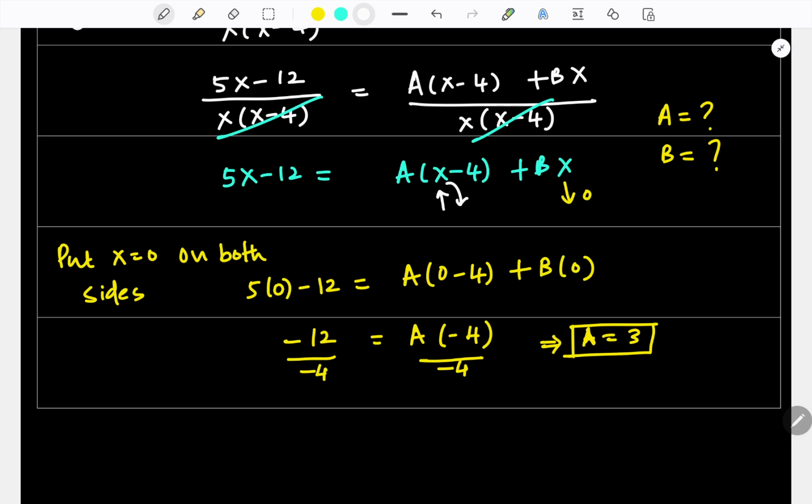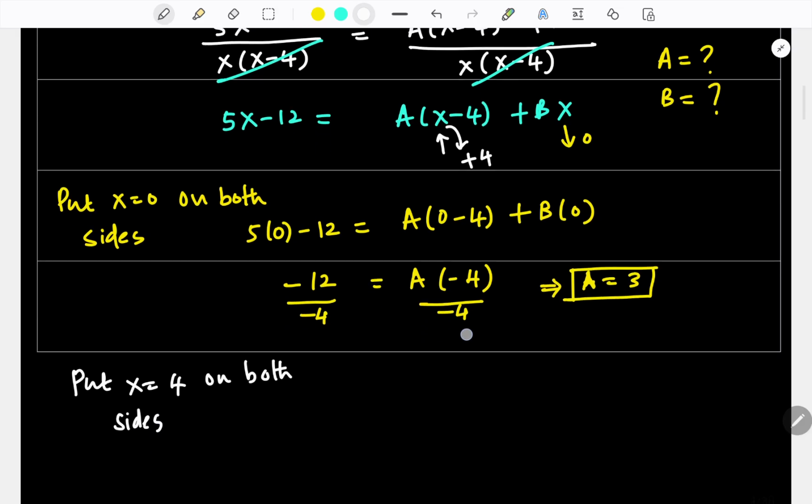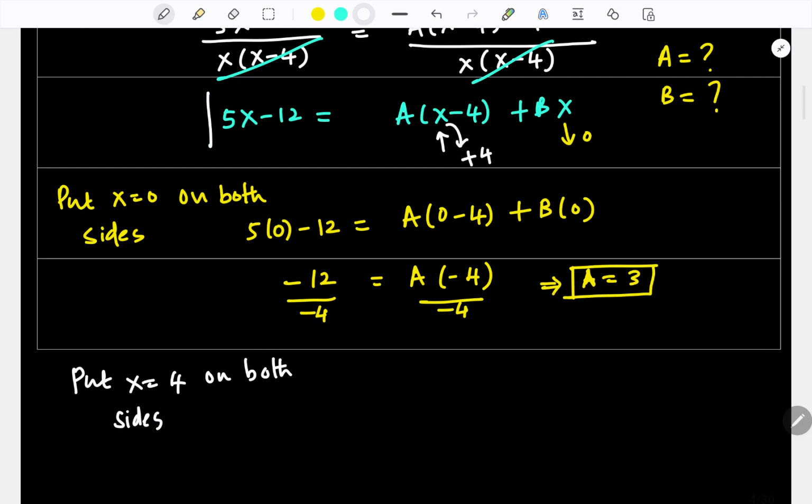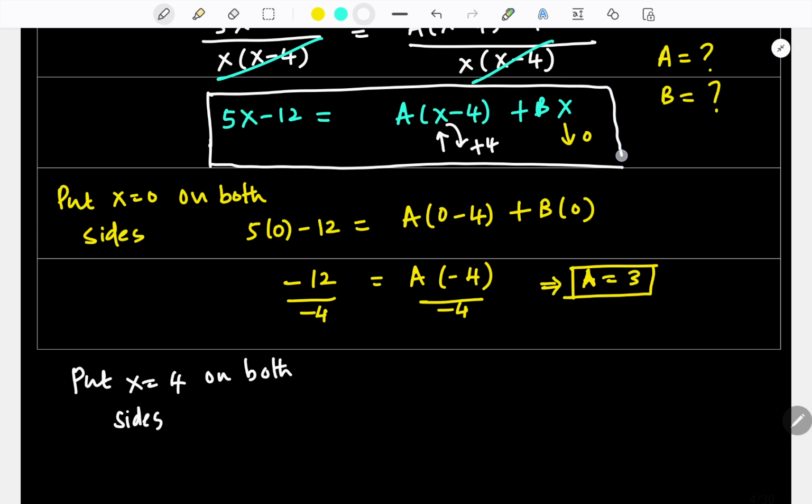Now the next one is you are going to make a as 0. So what value do you need to choose? x equals plus 4. If you put x equals plus 4, a automatically becomes 0. So I'm going to write, put x is equal to 4 on both sides of the equation. So this is your equation. Okay, let me box it so that I can easily go through this one. Right, this is plus 4. Sorry, this is plus 4. So let me box this equation slowly and make it perfect.